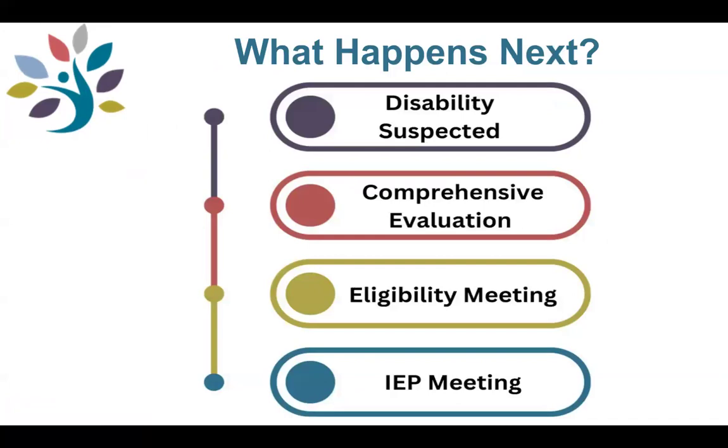Here's a flow chart that shows you how this process happens. After the disability is suspected, a parent signs a consent to have the comprehensive evaluation. Within that 60 days, there will be an eligibility meeting. And if the student is determined to be eligible or entitled in the state of Iowa, there will be an IEP meeting.